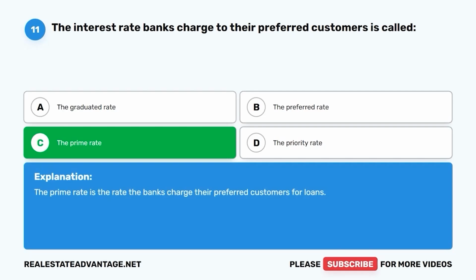The prime rate is the rate the banks charge their preferred customers for loans.